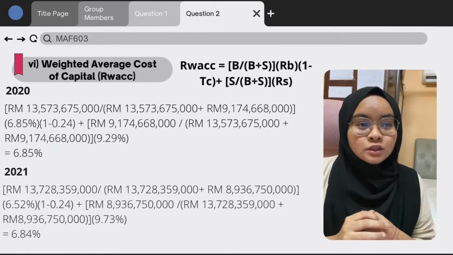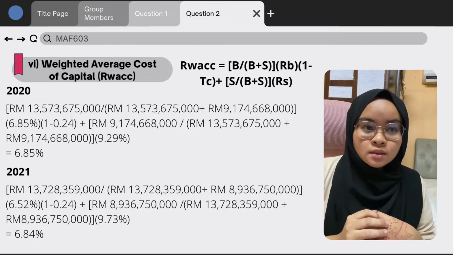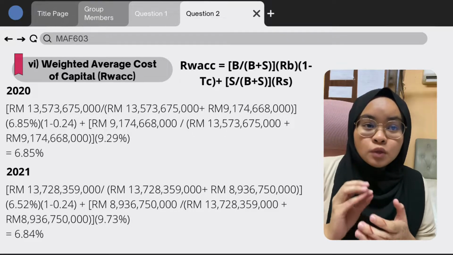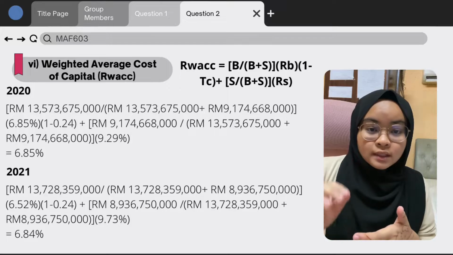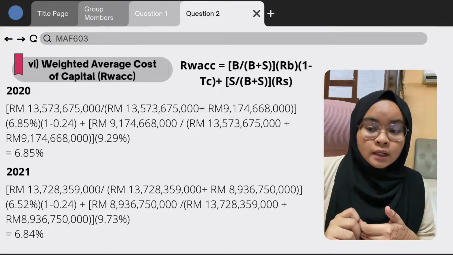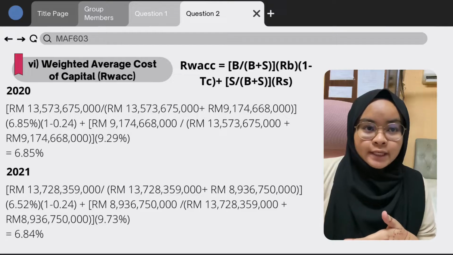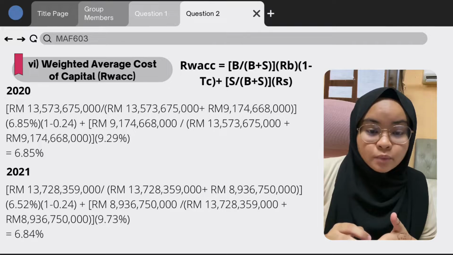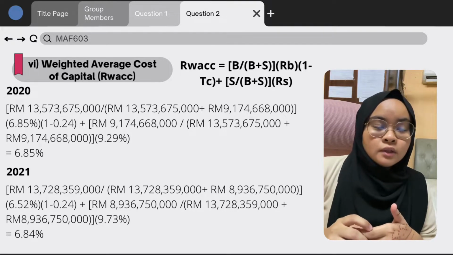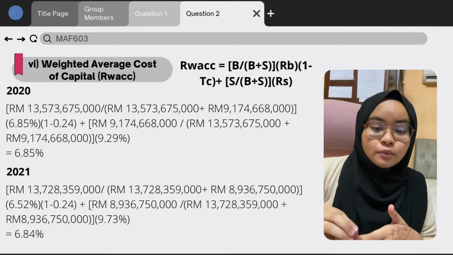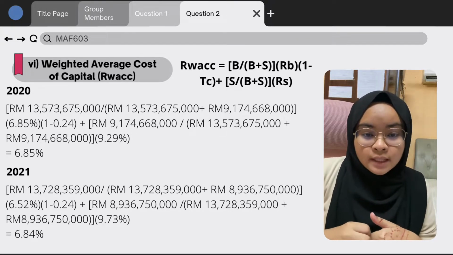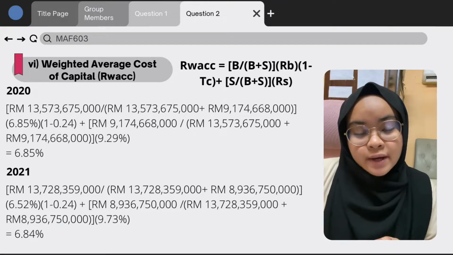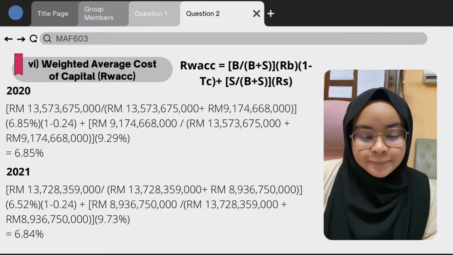To find the weighted average cost of capital, RWACC, with the stated formula for the years 2020 and 2021, we use debt, total liability divided by total liability plus total equity, and we need to deduct with the tax, 1 minus 0.24. We can see the answer for 2020 is 6.85%, and 2021 is 6.85%, and there is only a difference of 0.01% compared to the previous year.